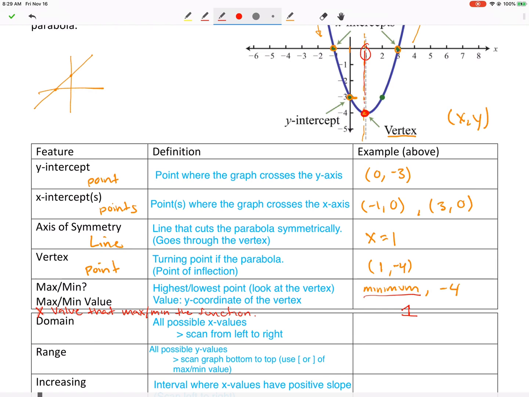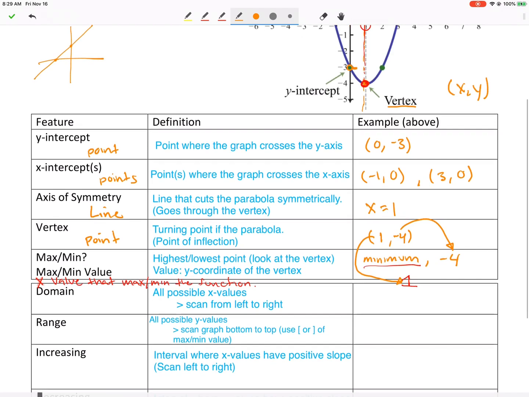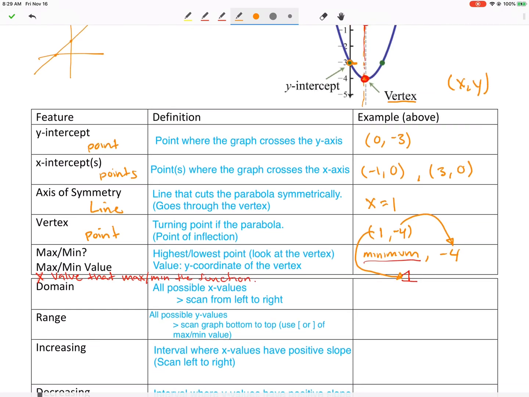Okay, so more or less that max or min value, when we ask for that, you're going to put in our y value in our vertex. And when we want the x value that maximizes or minimizes the function, it is going to be our x value in our vertex. All right? Okay, now domain and range. You should have done this in secondary 1, but we'll just review it really quick.